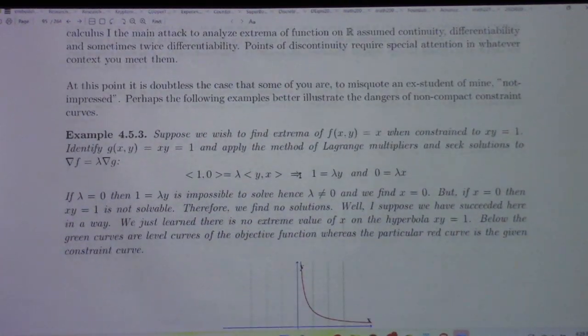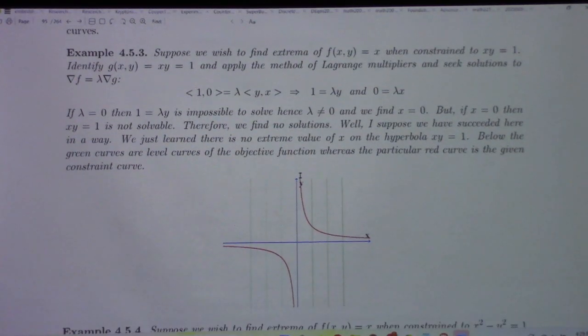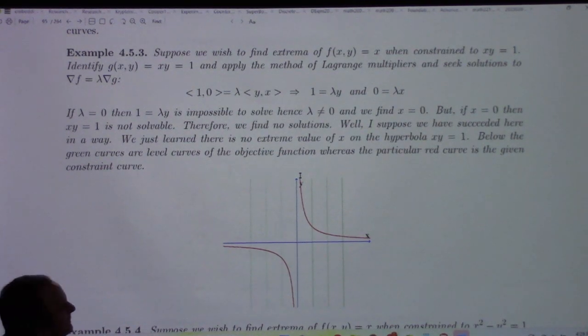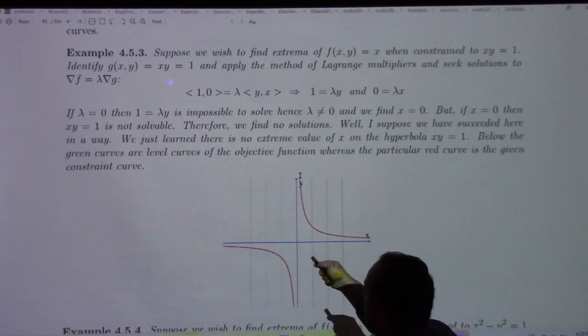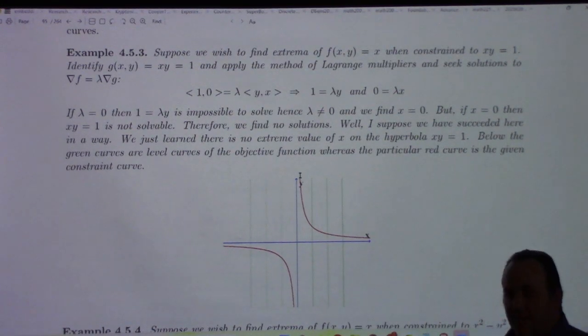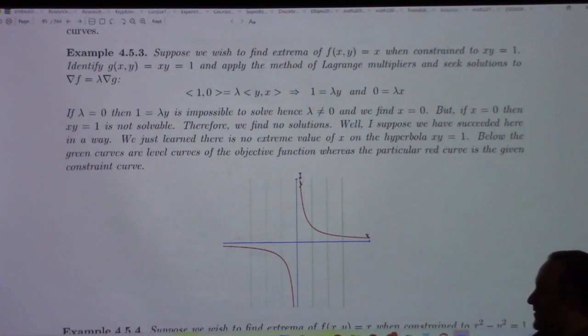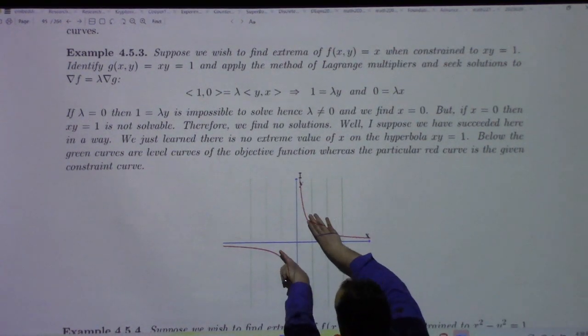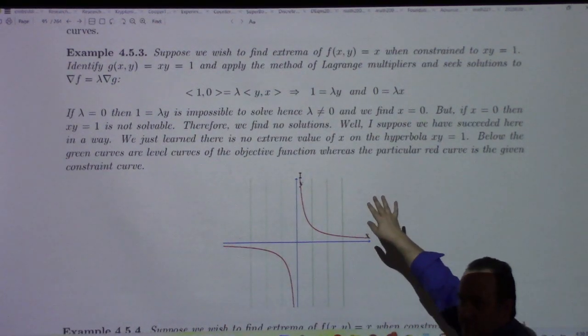See if I have any others. I think this is one that doesn't work. Sometimes it's helpful to have examples that don't work. So here I have the constraint equation xy equals 1. This is not compact because that is the graph y equals 1 over x, which by the way is a hyperbola rotated 45 degrees. So the constraint is actually a hyperbola. That's very, very much not compact.